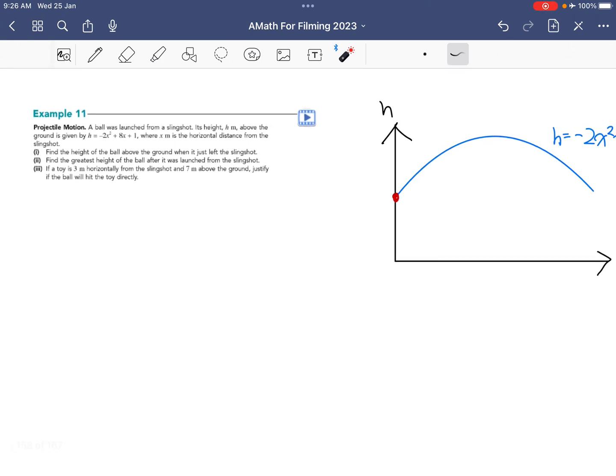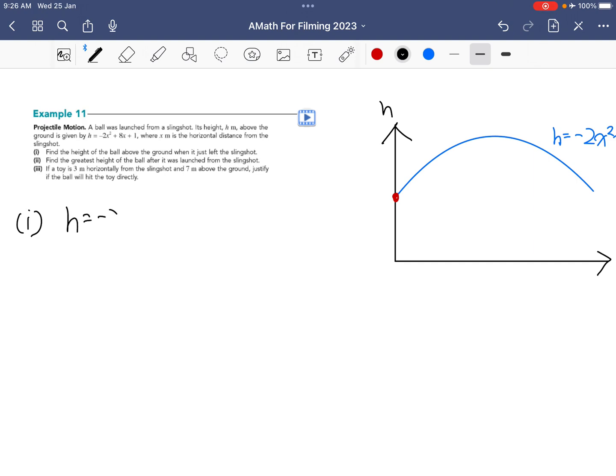Now, find the height of the ball above the ground when it has just left the slingshot. Okay, the key words here are just left. When it has just left the slingshot, what I'm trying to find is this: when it just left, where is the ball? The ball is down here, and I know that at this point my x value is equal to 0. It hasn't moved yet, okay? So down here, my x value is equal to 0.